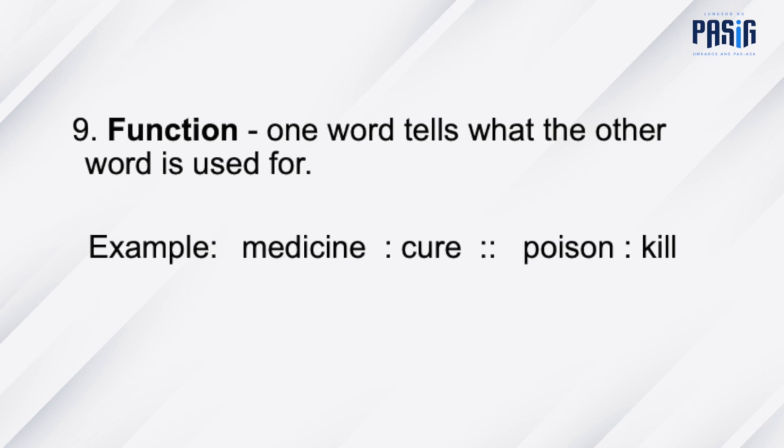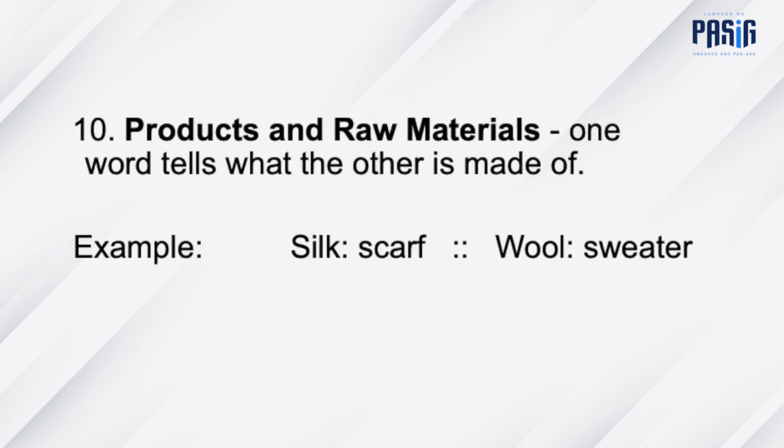Number 9, function. One word tells what the other word is used for. Example, medicine is to cure as poison is to kill. Number 10, products and raw materials. One word tells what the other is made of. Example, silk is to scarf as wool is to sweater.